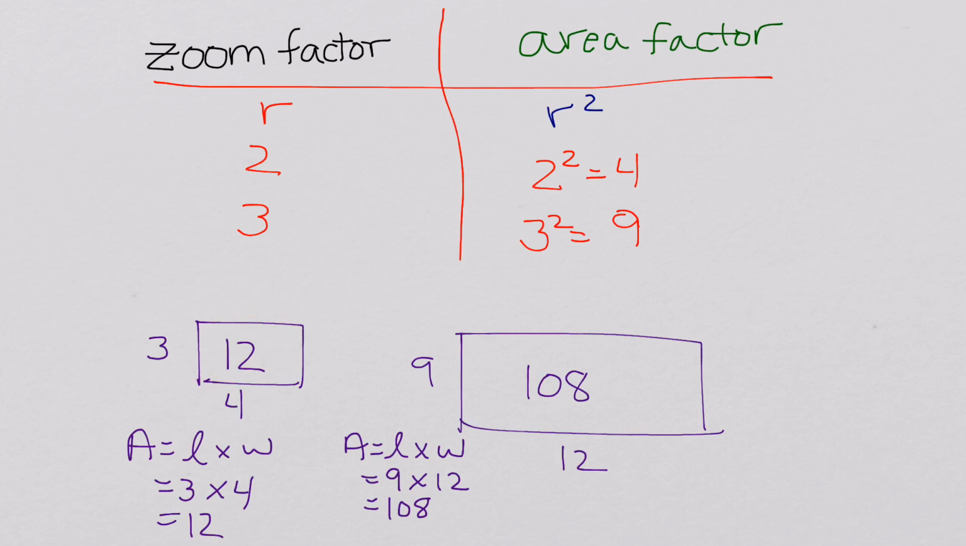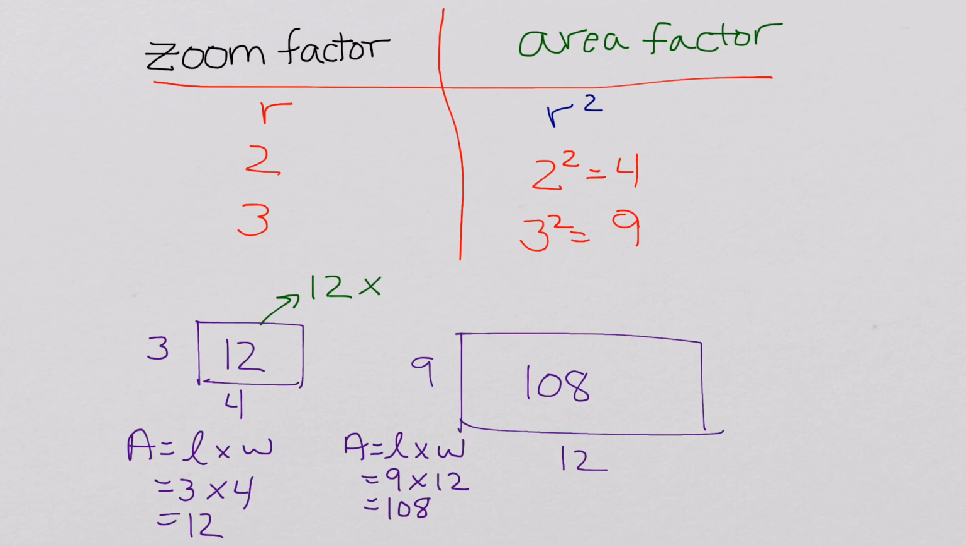I know that the zoom factor was 3. So I know the area is 12. I know the zoom factor was 3. Can I find the area factor, the number that I multiply by, to get the new area? Yes, I can. The way you do that is you take the area of the smaller figure, and you multiply it by the area factor.